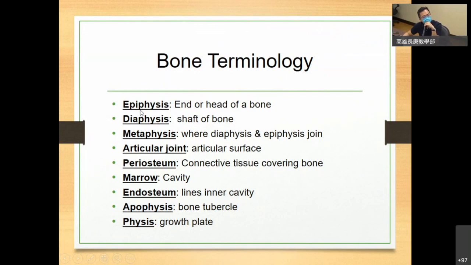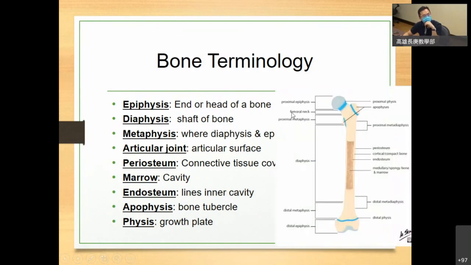The first is epiphysis. When we describe the epiphysis, that means the end or the head of the bone. Like in these pictures, this is a long bone, this is the top of the bone, and the end of the bone. If you don't use orthopedic terms, you can say this is the top of the bone and this is the end of the bone. But if you use the orthopedic term, you can say this is the proximal epiphysis area, and this is the distal epiphysis area.